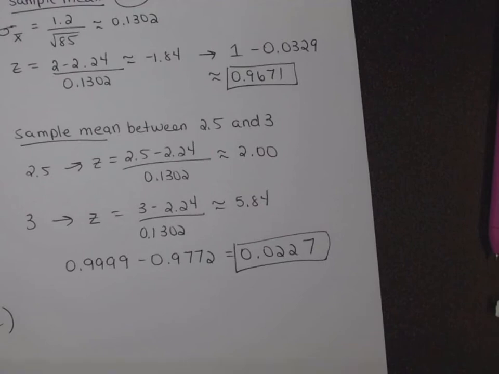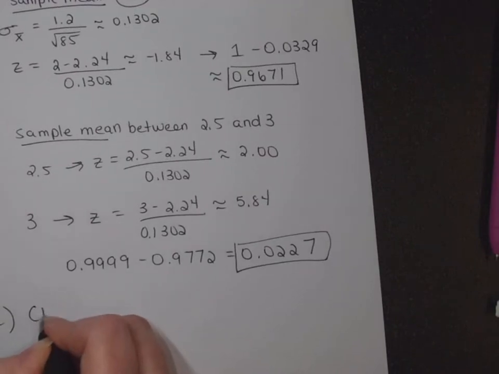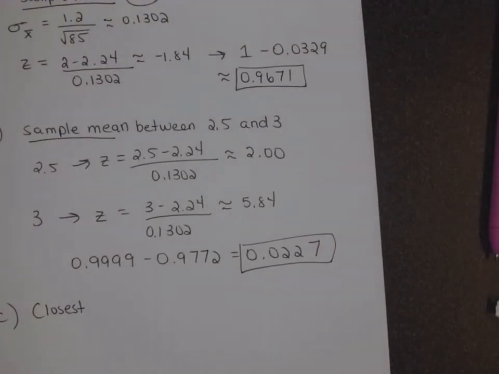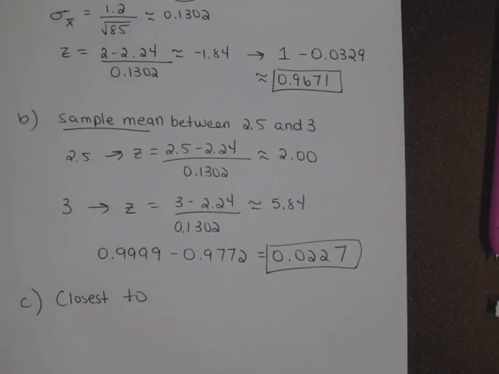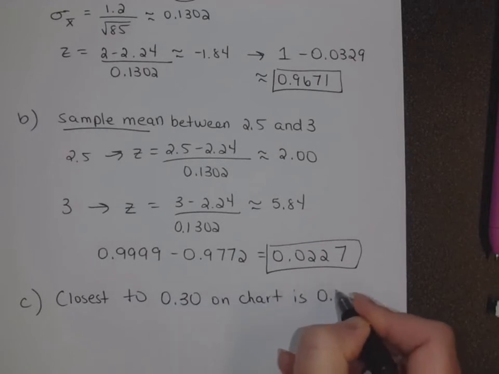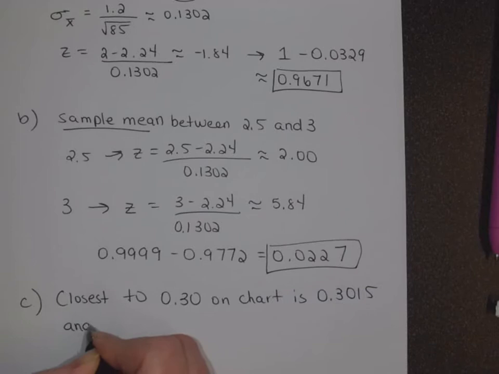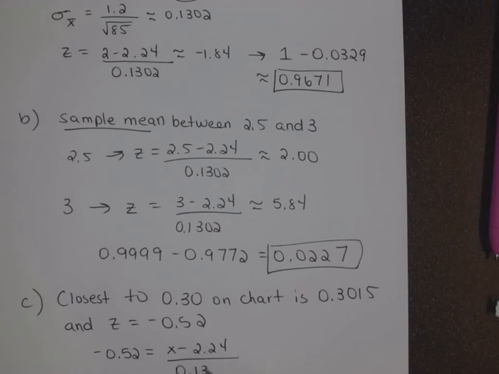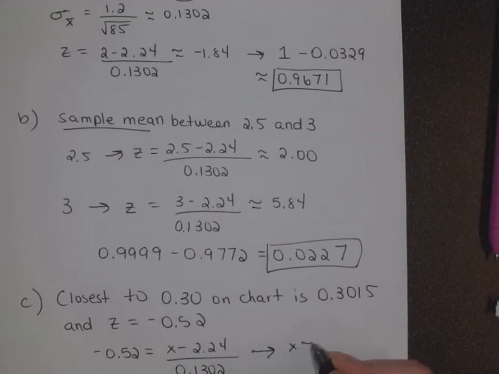So part C says find the 30th percentile for the sample mean. So like we did in the previous problem, we're going to want the closest thing to 0.3, which is 0.3015, and z equals negative 0.52. So now we're going to put that in the formula. So z equals the value we're trying to find minus the average over the standard deviation. And so if we cross multiply and all that good stuff, you're going to get that x is about 2.17.